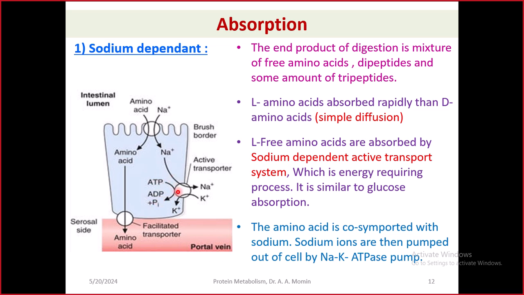That's why the transport of amino acid from the intestinal lumen to the portal vein is called active transport. When the amino acid enters the cell along with sodium, for it to enter the blood there should be an exchange of sodium with potassium, and this requires ATP. During this exchange the amino acid is pumped out into the portal vein via a facilitated transporter. That's why it is active transport. So it requires ATP for its transport from intestine to blood.